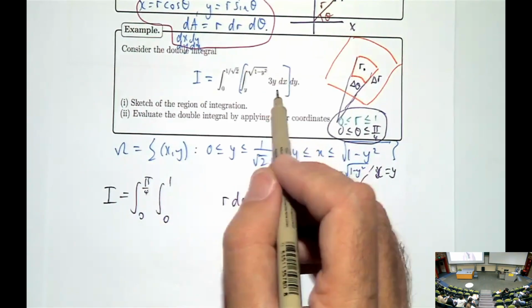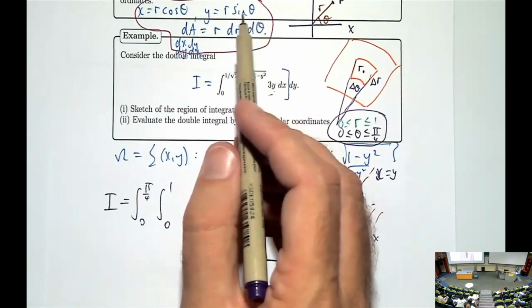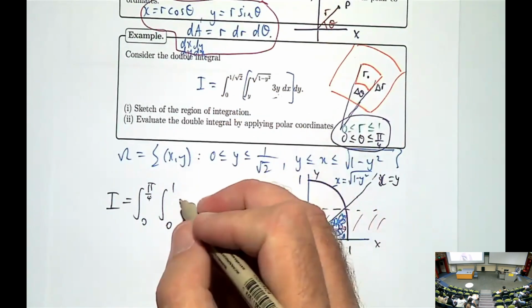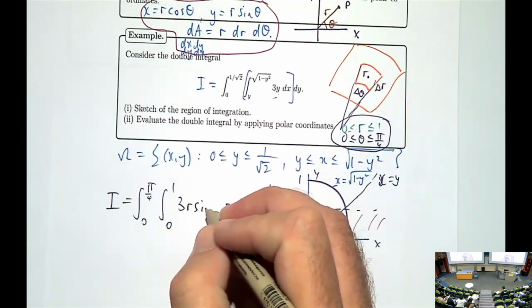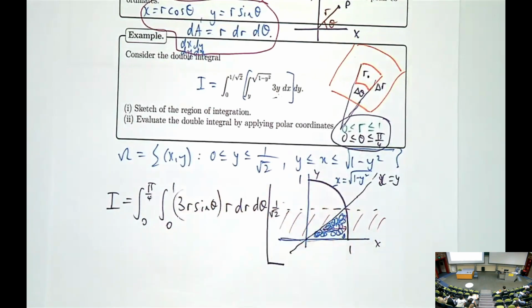And what about this thing? 3 times y is just going to be 3r sine theta. Boom. Now you could argue that the integrands become more complicated. Yeah, I get that. But the constants, the integration symbols, 0, pi, 0, 1, are super easy to manage.